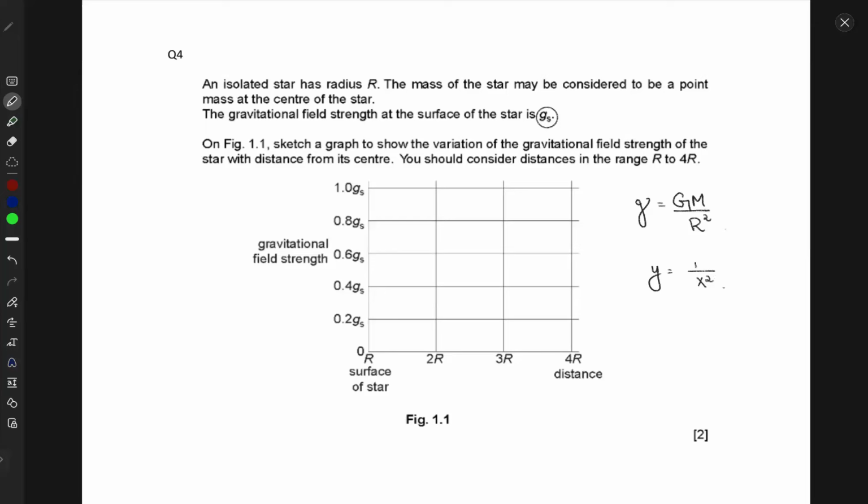So what you could do is pick values in this. First of all, you could pick a value of 0 at r. So you could say maybe r is 0. What happens when I put r equal to 0 in this expression? I get g tends to infinity, right? So g is very large when r goes to 0. Is that okay with everyone?